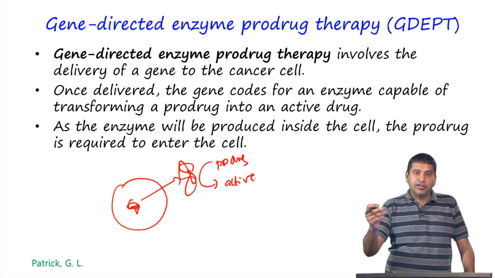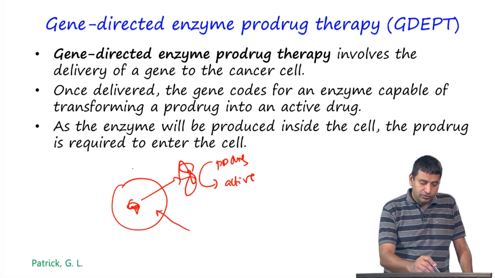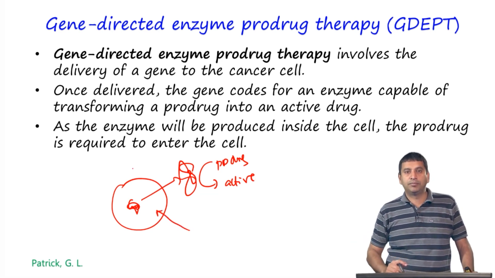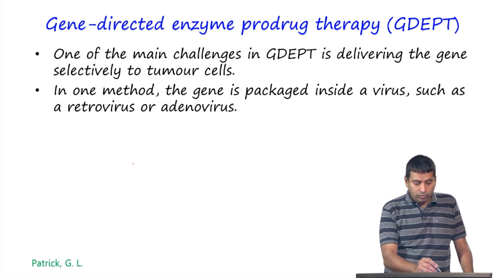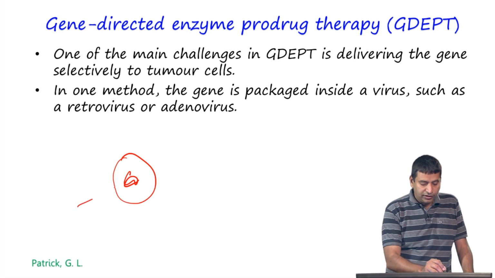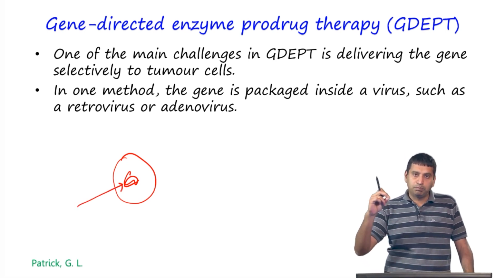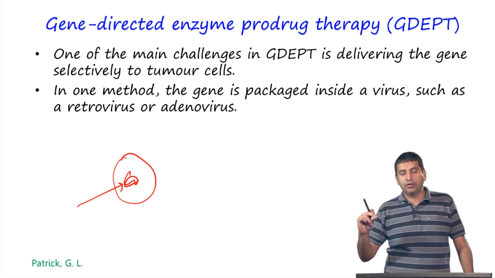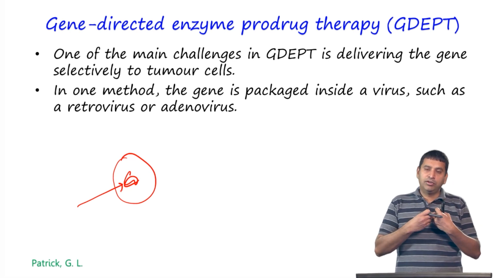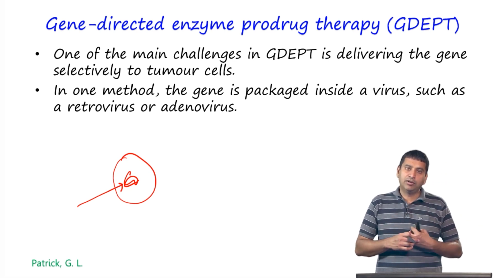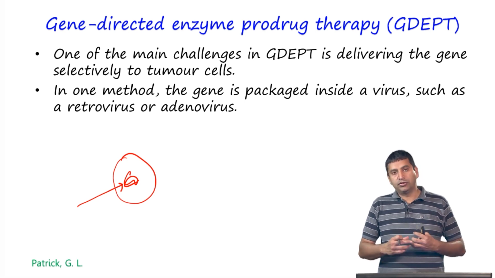Since the enzyme will be produced inside the cell, the prodrug will have to get into the cell. So, all of this has to happen within the cell. One of the main challenges associated with GDEPT is how do you get this gene into the nucleus. One way to do this is to package the gene inside a virus. As we all know, viruses are excellent vehicles which can transfect and incorporate genes into normal cells or into humans.